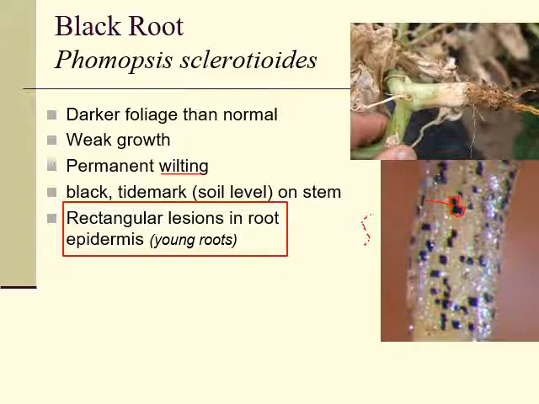Typically black root forms at what's called the tide mark or the soil level. So if it is black root, you're looking at the stem as it goes into the bag or the rockwool block. And if you're seeing dark at the top, based on what we've talked about so far, it could be rhizoctonia or it could be black root.